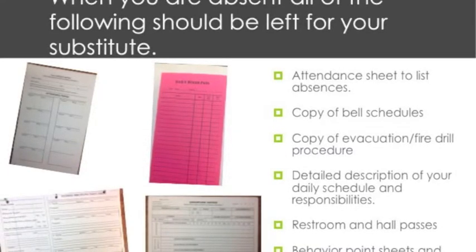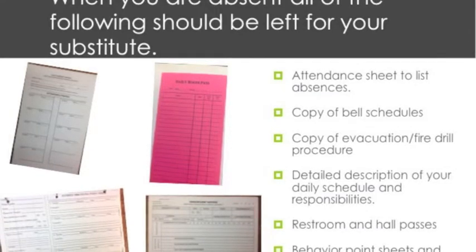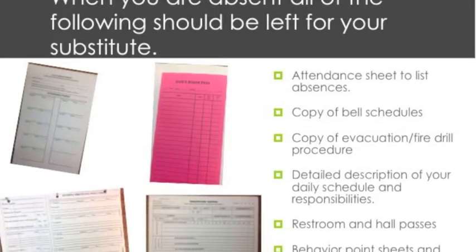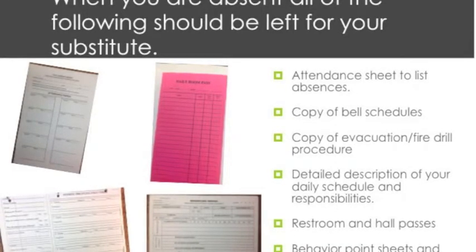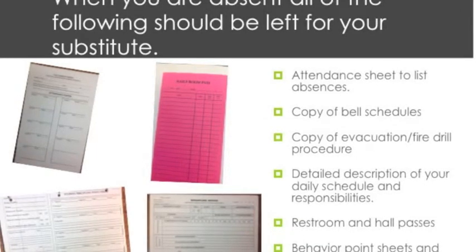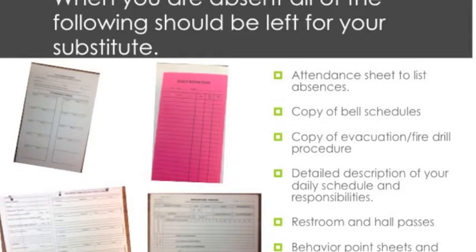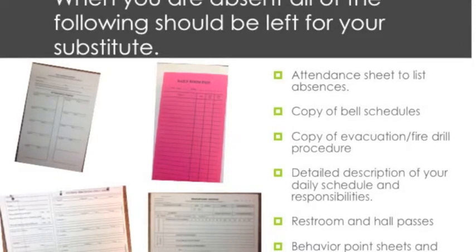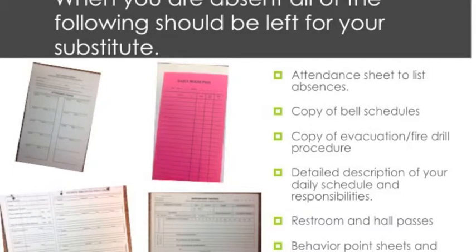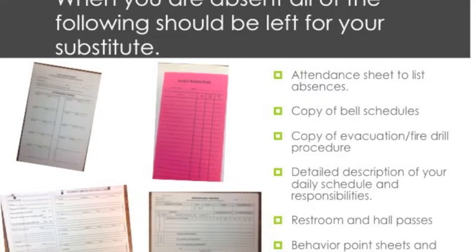You also will leave logs or point sheets depending on the procedures in your building. And here we see on the bottom left a student behavioral point sheet as described in the Code of Conduct, and the bottom right, the district behavior log. Other things that we should have in place for substitutes when we are out include a copy of the evacuation or fire drill procedures. That way there's no guessing, even if it is a drill or if it's an emergency, as to what should happen.